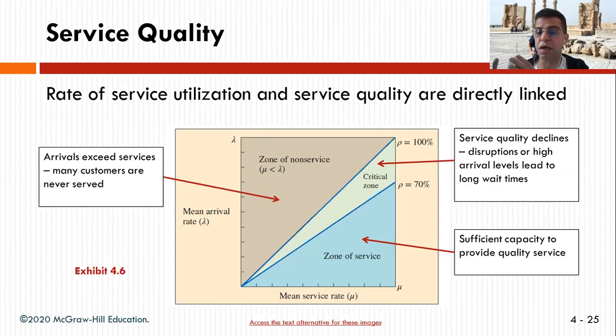You just go and say, I don't have time for this, I can come some other time or go to somebody who is empty. So they need to calculate the mean arrival rate and the average number of people getting the service. At this level, sufficient capacity provides quality service. Once it's here, the quality goes down. The service quality declines with disruption, and a high arrival level leads to long wait times.